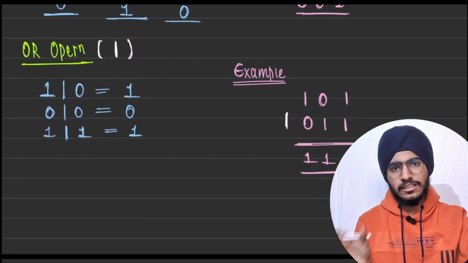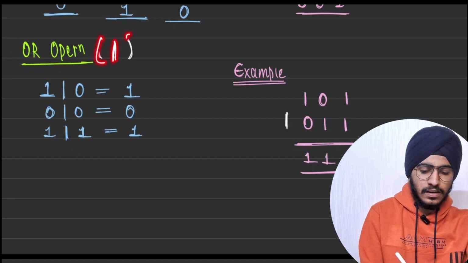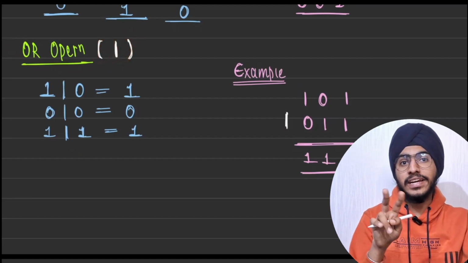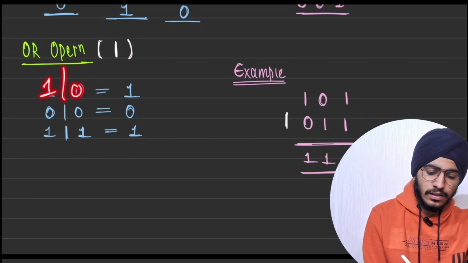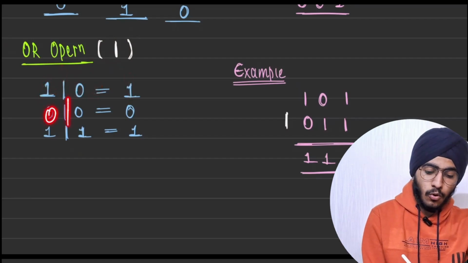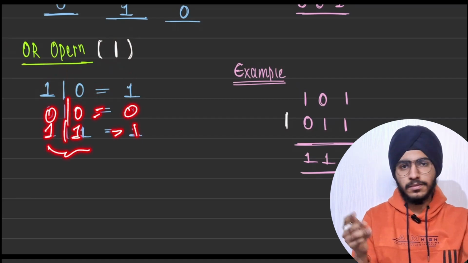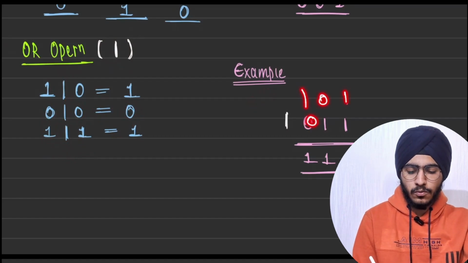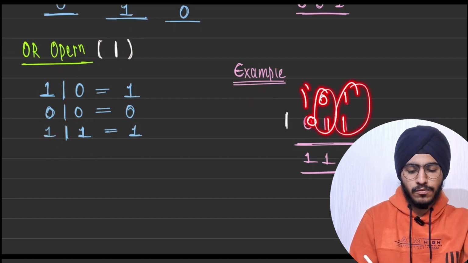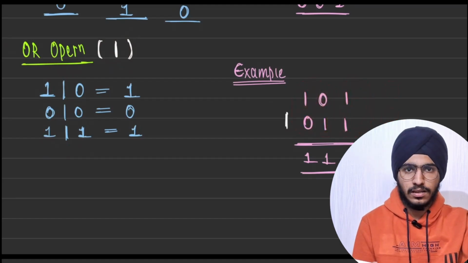Let's jump to the next bit operation, that is the OR operation. The OR operation is represented by this symbol. It says that if at least one of the bits is 1, we will get 1. So 1 or 0 is 1, 0 or 0 is 0, 1 or 1 is 1. You can see, if at least one of them is 1, we will get 1. Similar to this example, 101 and 011, we will get 1, 1, 1. But if both of them are 0, we will get 0 because no one is 1 here.